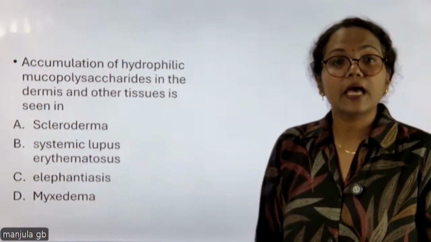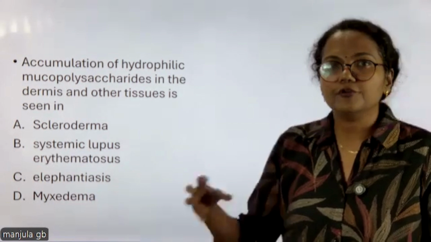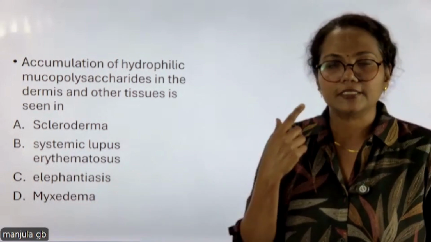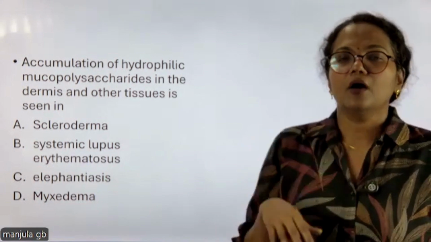So the patients with myxedema have the characteristic features of myxedema: puffiness in and around the eyes and facial puffiness, all of those things. So such patients develop hydrophilic mucopolysaccharides in their dermis.